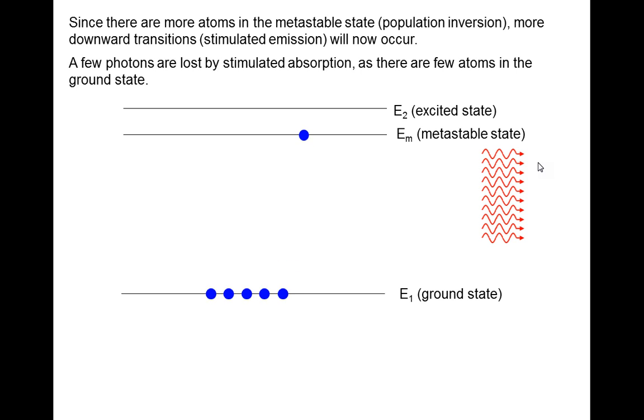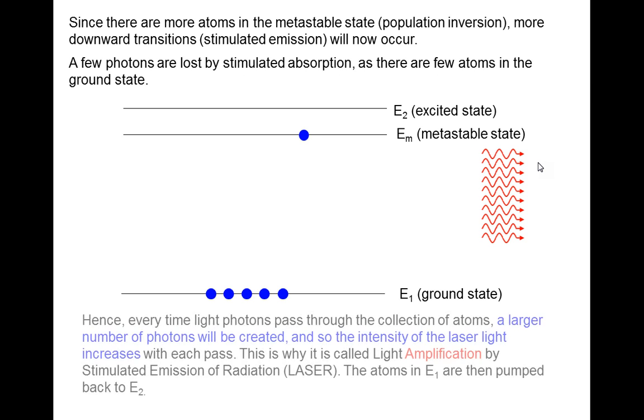Okay. While some are de-excited, some photons are actually lost by exciting the electrons back to the metastable state. Although we do not want this, it is hard to prevent. Right, each time a light photon passes through the collection of atoms, a larger number of photons will be created. So the intensity of the laser light increases, and this is why it's called light amplification by stimulated emission of radiation, which is again the acronym for laser.